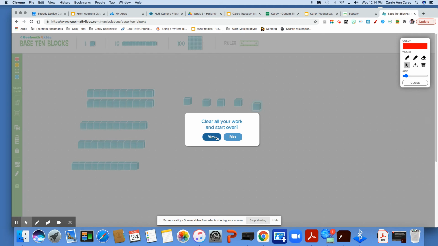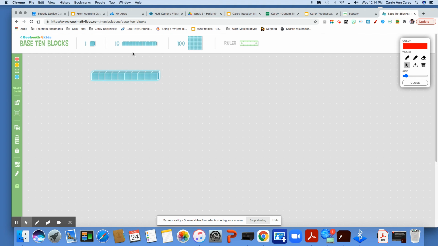Now let's try another one. So I'm just going to bring down a couple of tens and some ones. And I want you really quick to see if you can count how much this is. What number did I just build? So I'm going to give you just a moment to try and count it yourself.